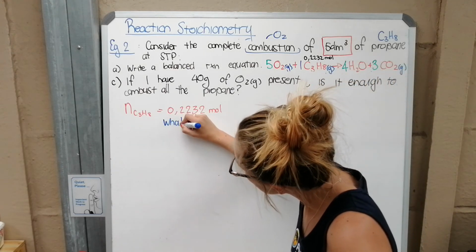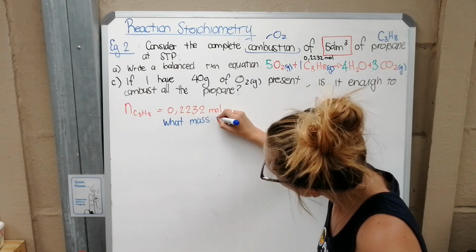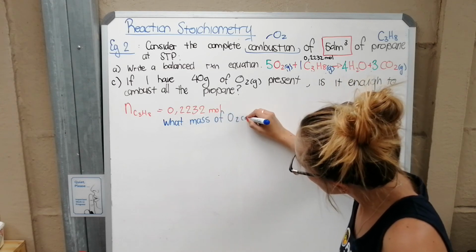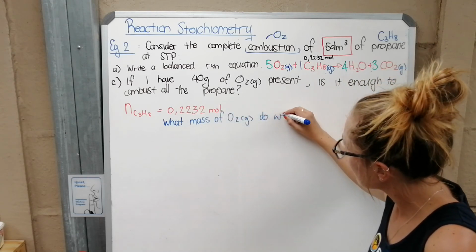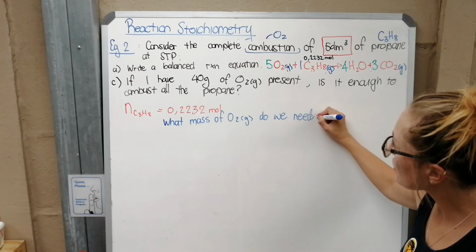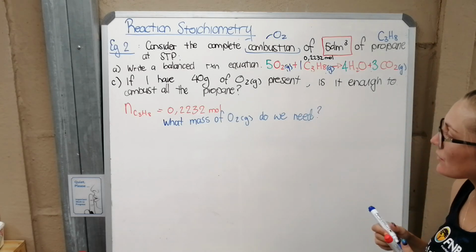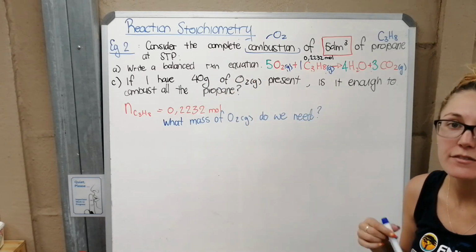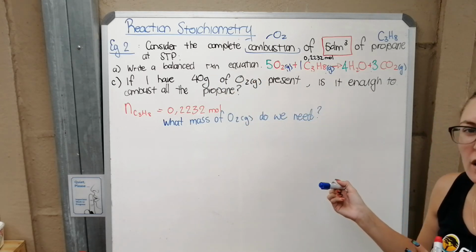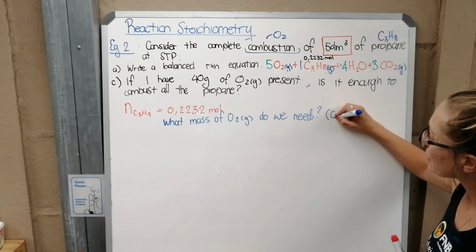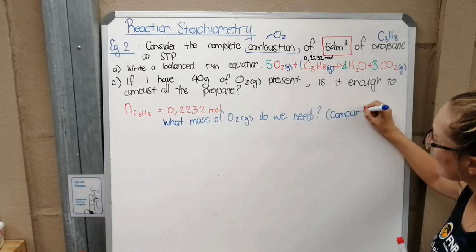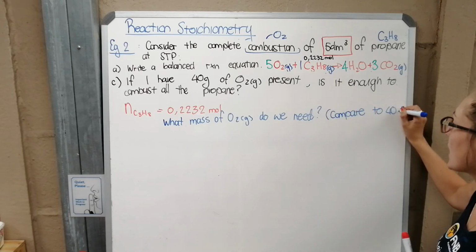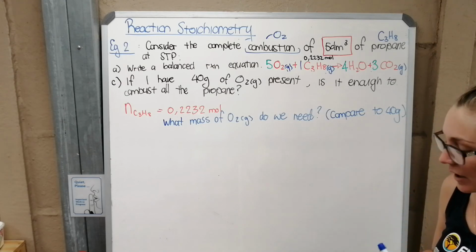So using that, let's check what mass of O2 do we need. Let's do a normal stoichiometry question, figure out what mass of O2 we need, and then compare that to what we have, and then we'll see if we have enough or not. Do you understand what I'm saying? So we'll determine how much of O2 gas we need, and then compare that to the 40 grams that they say we have.